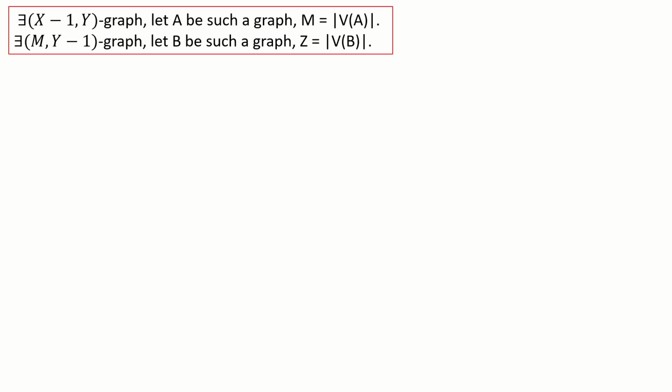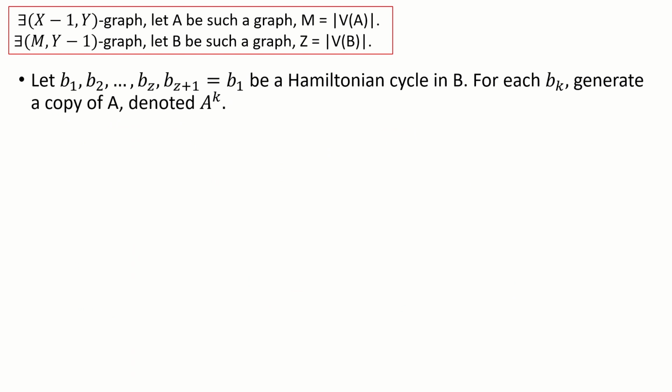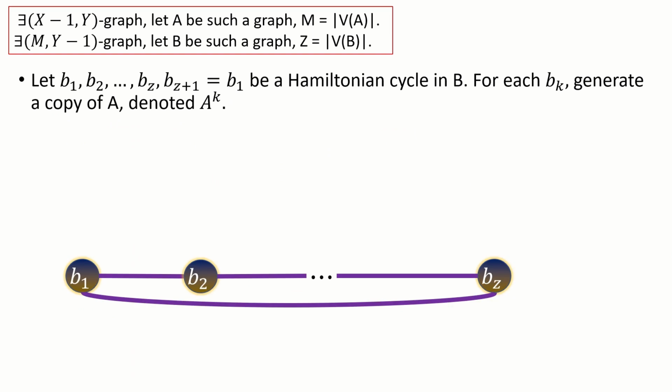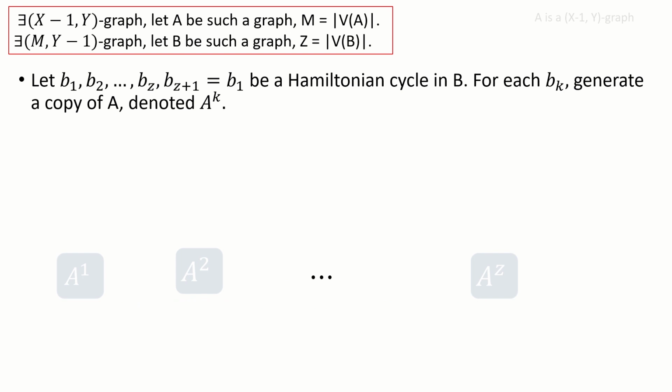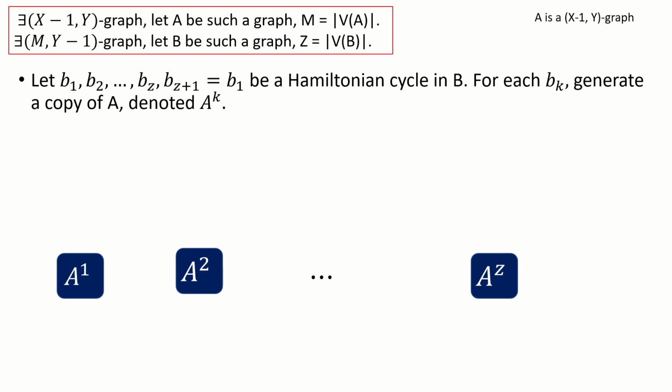Moving on to this construction, we're going to create a graph C from the graphs A and B. We want C to be x-regular with girth y. Let Z be the number of vertices in graph B, and remember that B and A are Hamiltonian. Let b_1, b_2, and so on be a Hamiltonian cycle in graph B. For each distinct vertex b_k in this cycle, generate a copy of graph A. Call this copy A^k, and take the disjoint union of all of these copies. We'll call this graph C.